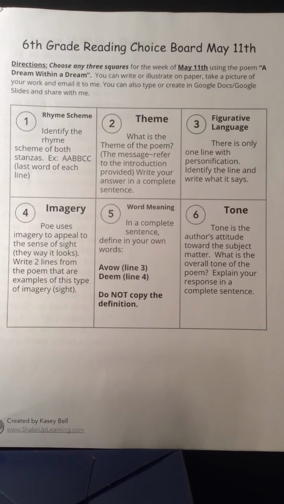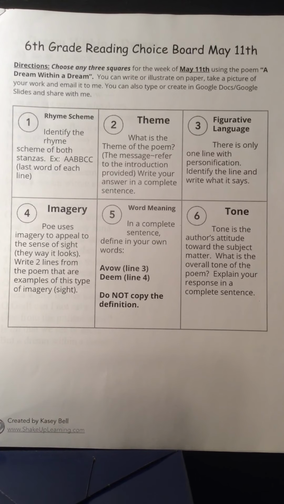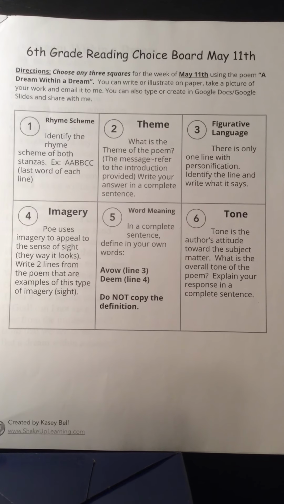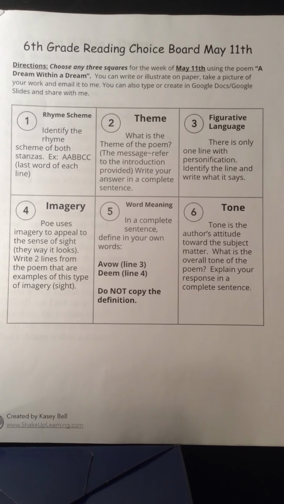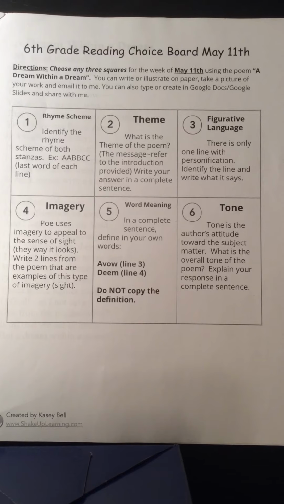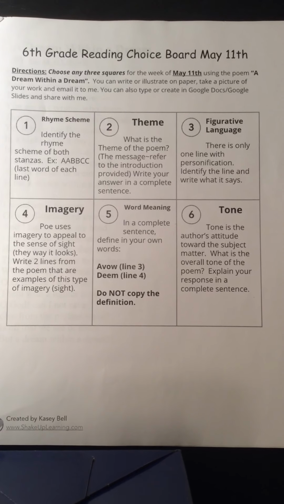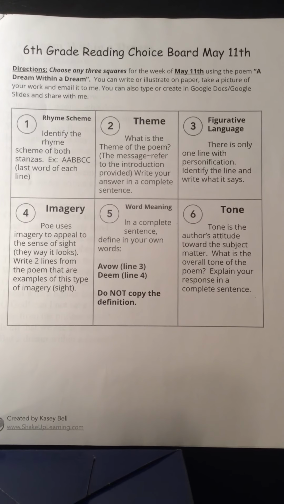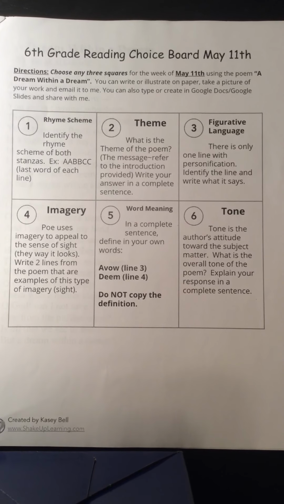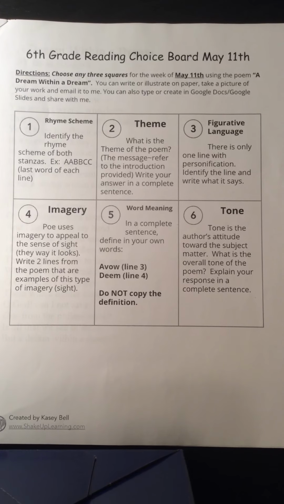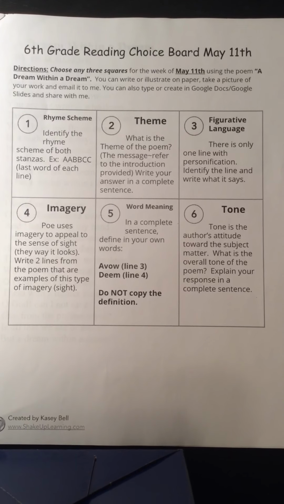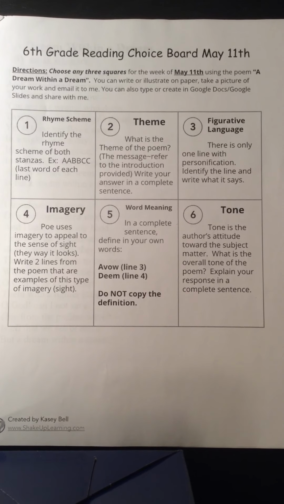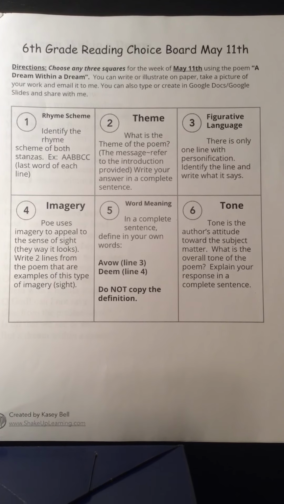Number 5 is word meaning. In a complete sentence, define each of these words. The first one is in line 3. It's avow. The second one is deem, and it's in line 4. And do not just go to Google or a dictionary app and copy it down word for word. Write it in your own words. And it needs to be in a complete sentence. The meaning of the word avow in this poem is blank. Okay? You should do that. If you're answering number 5, you should have 2 sentences because you're defining 2 words.